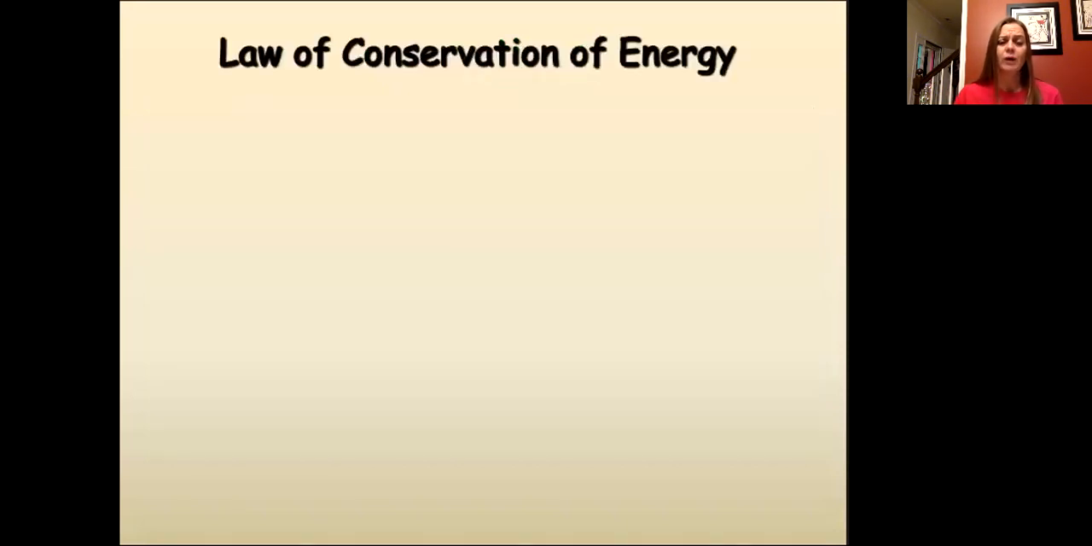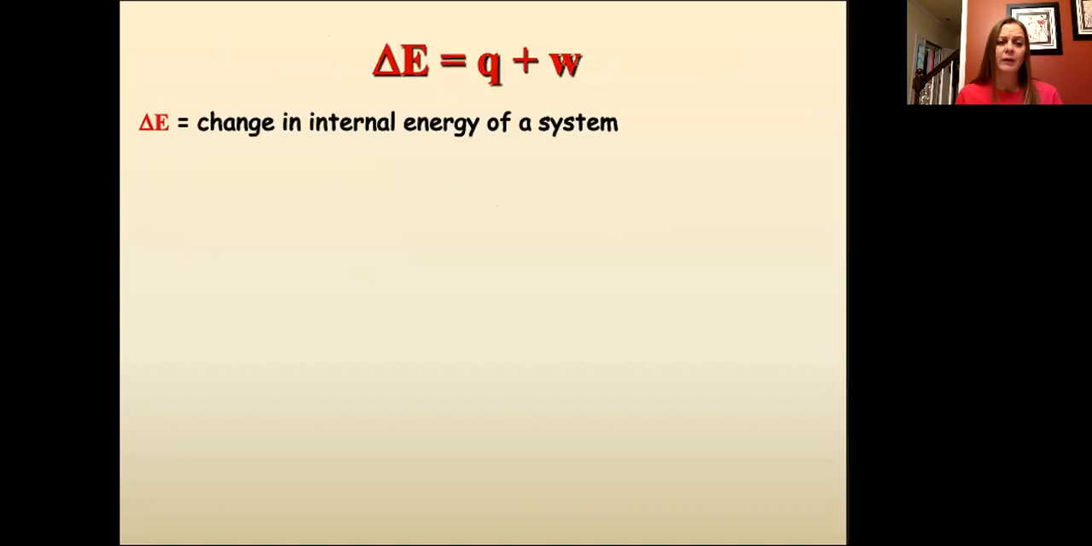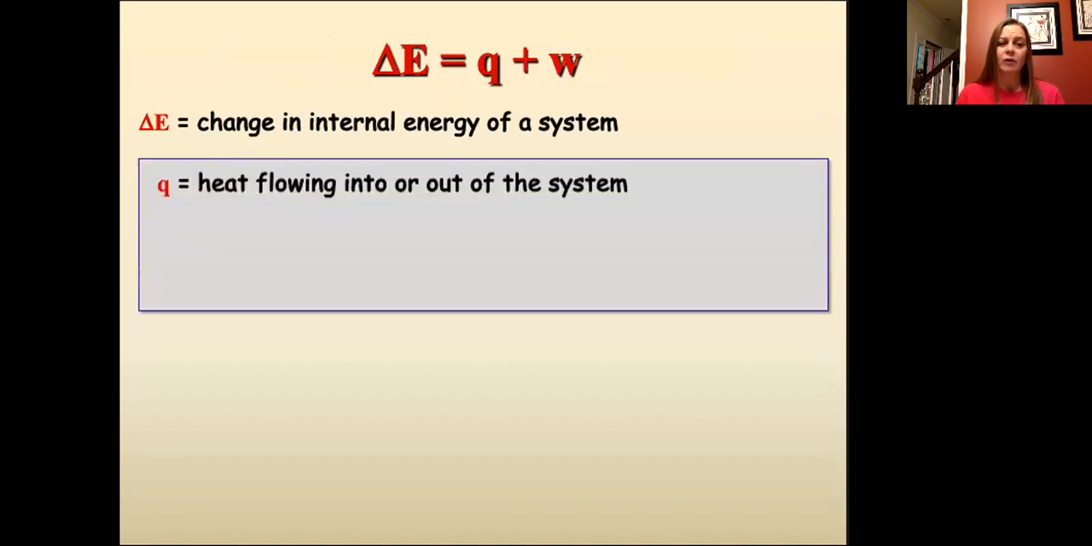So just a quick review, we remember the law of conservation of energy tells us that energy cannot be created nor destroyed, but it can be converted between forms and it can be transferred between different objects. And so when we talk about the change in energy of a system, there are two different ways that that energy can be converted. It can be converted into heat that is flowing into or out of the system. And remember, the system is the thing that we are focused on, frequently a chemical reaction.